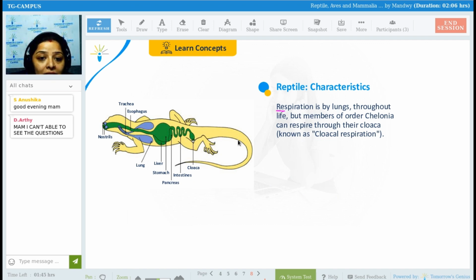So reptiles, or the reptilia, can respire through their lungs. Throughout their life they respire through lungs, but some reptiles can respire through the cloacal aperture also. All those members who can respire through the cloacal aperture are said to have cloacal respiration. And which reptiles can respire through cloacal apertures? All the members that belong to Chelonia. Chelonia is an order of reptiles.